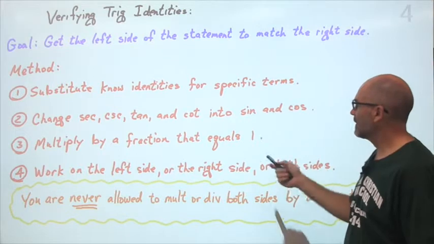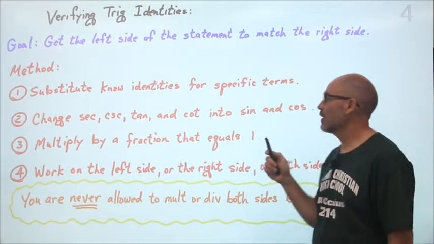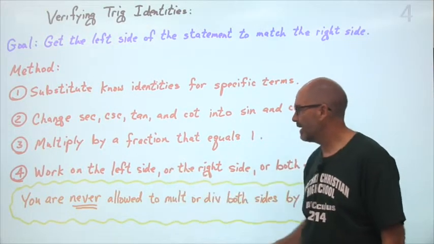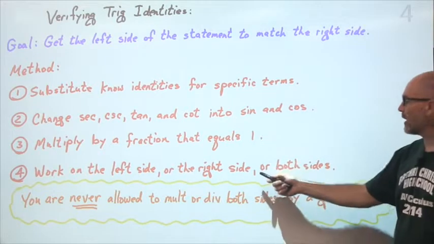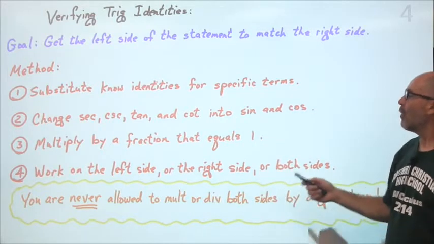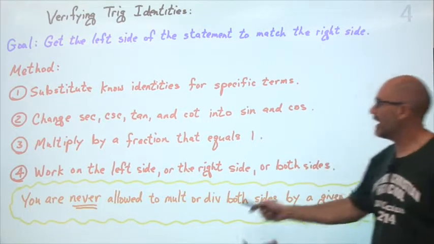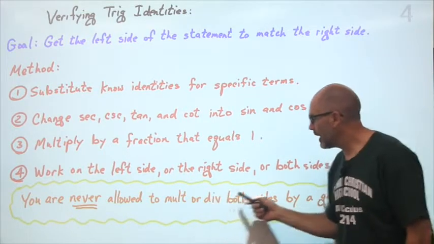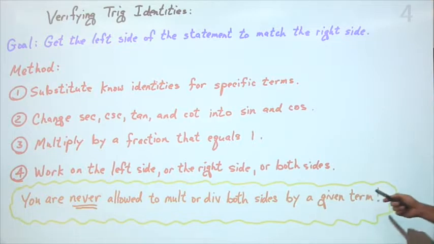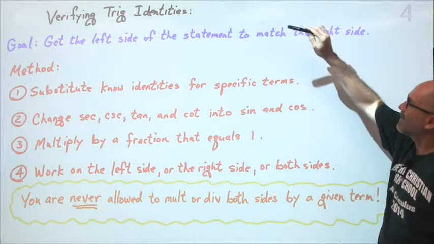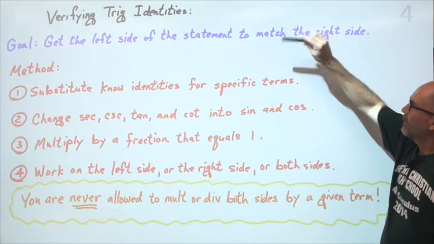Now, here's the key thing. You can work on the left side, or you can work on the right side. Or you could work on both sides, but you are never allowed to multiply or divide both sides by a given term. The reason is because we're asked to verify this identity.